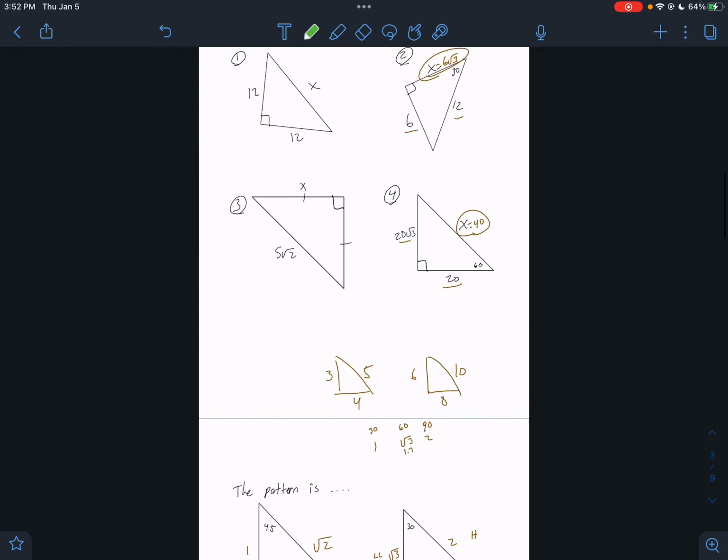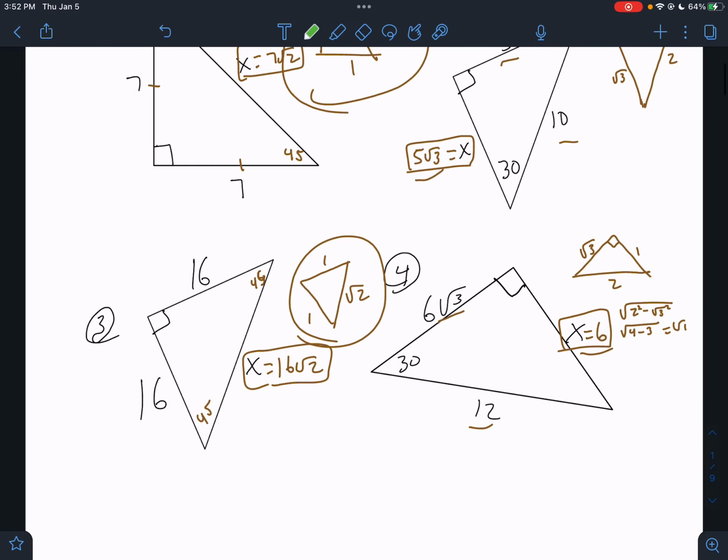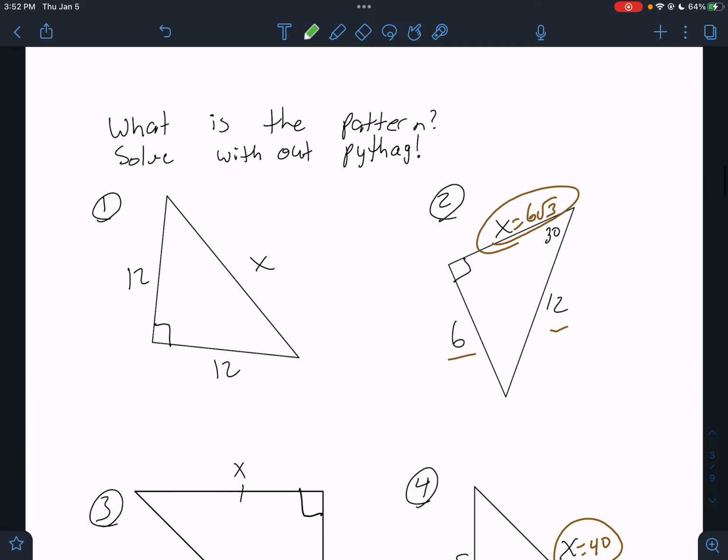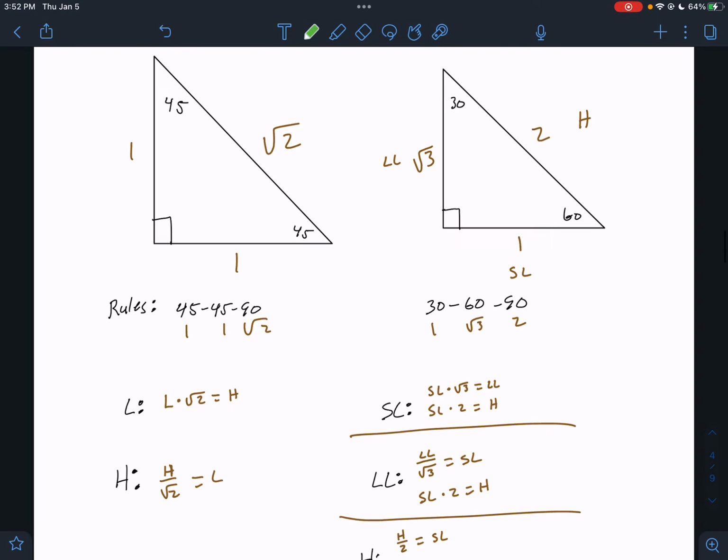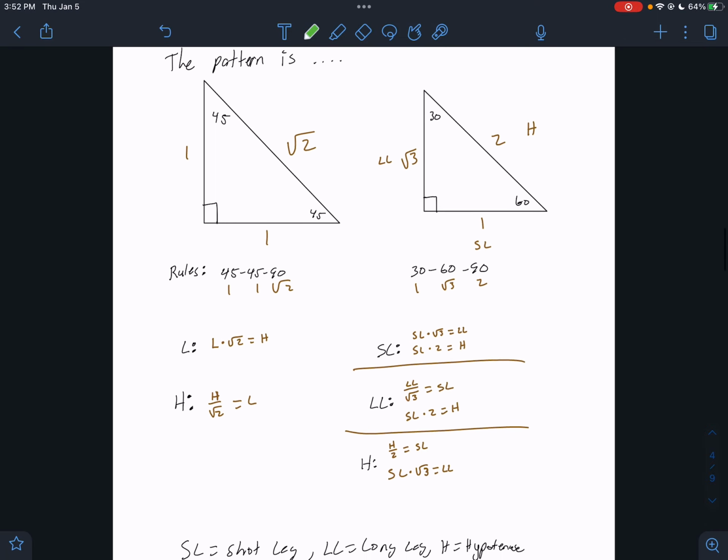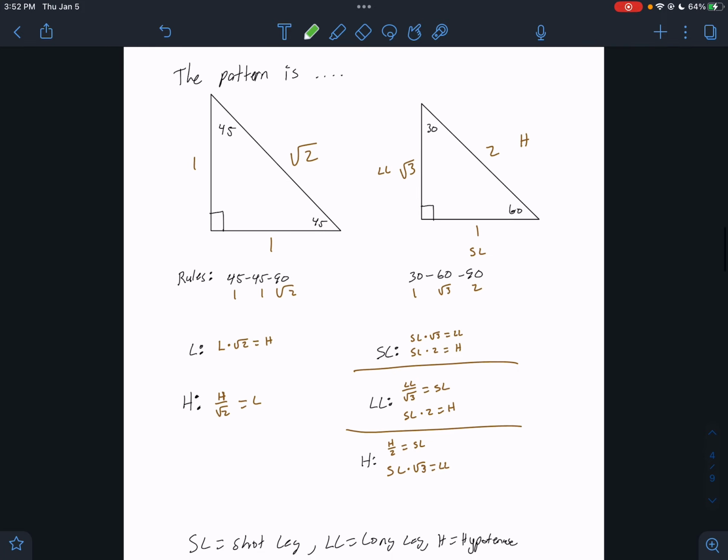All right, guys. Hopefully that made sense. You need to know how to use these 30, 60, 90s, these 45, 45, 90s. It is muy importante. Got to know how to do it. Good luck. Have fun.